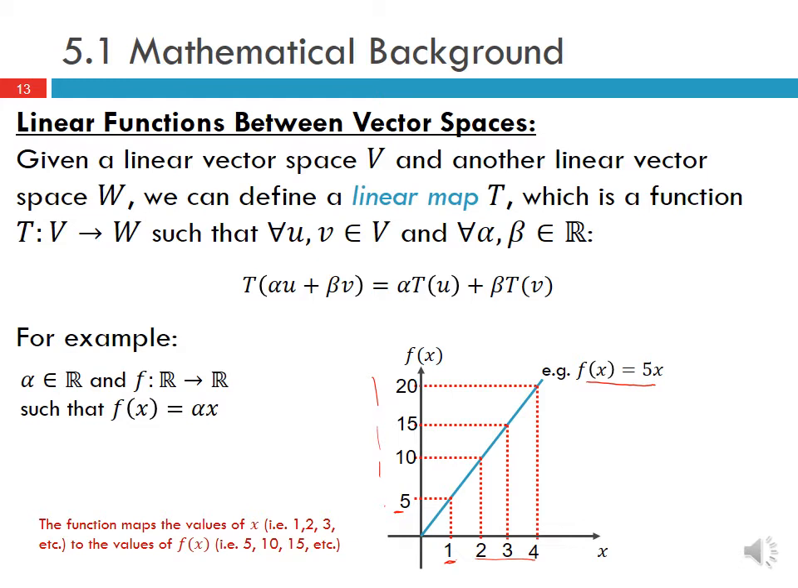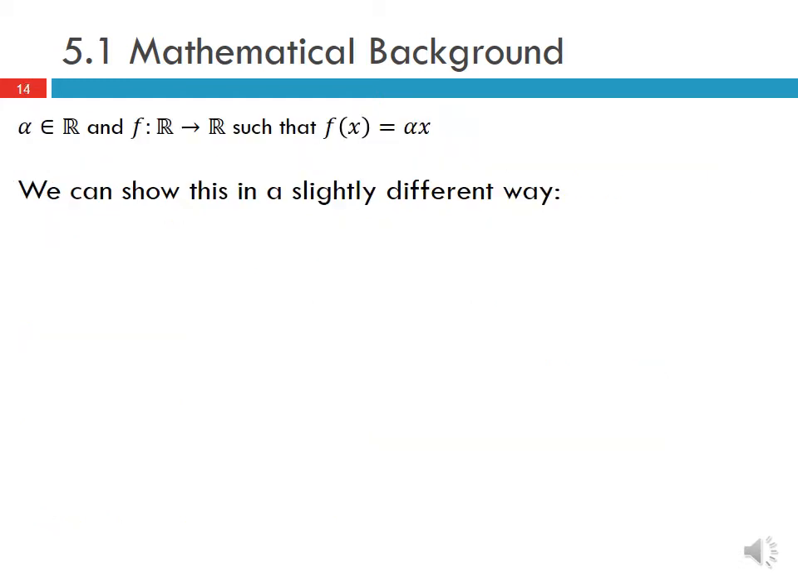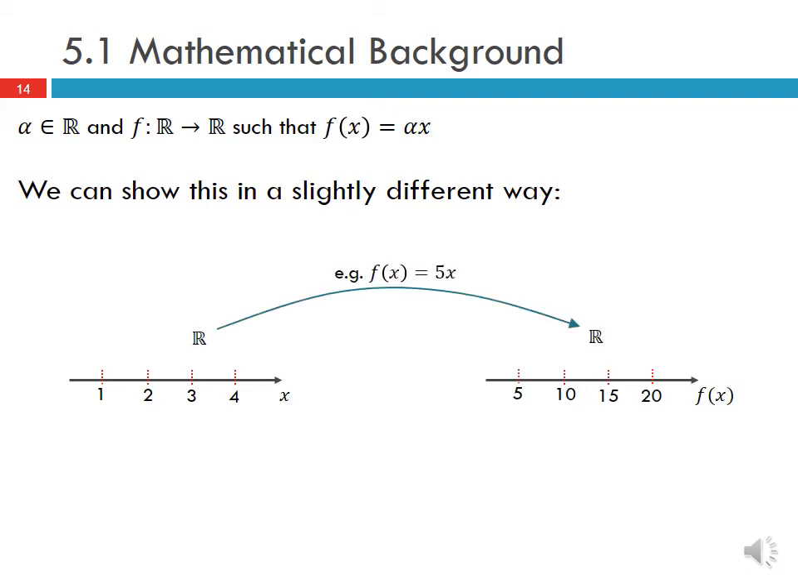So it maps the values x, so for example 1, 2, 3, to the values of f of x, for example 5, 10, 15, etc. So this just shows exactly the same thing, but we can show it in a slightly different way. If I've got my first vector space R, which is just my set of real numbers, or the number line, and I use this linear map between the vector spaces, then I can see how each of these numbers is mapped to f of x in my other space R.